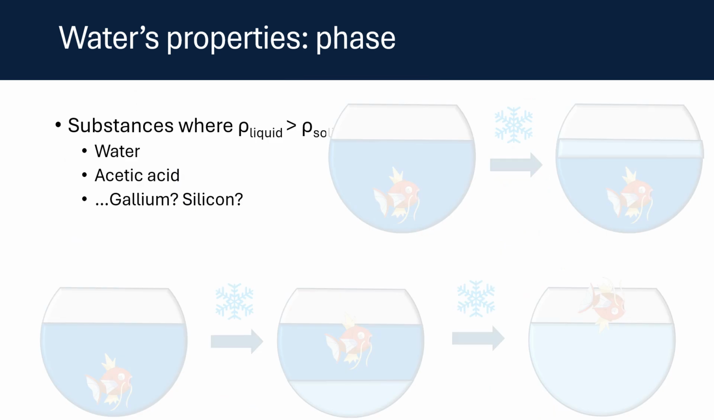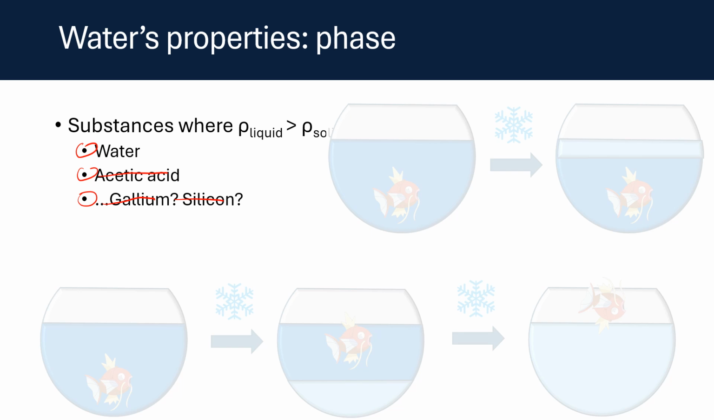Here's a list of substances where the liquid density is greater than the solid density. We have water, like we discussed in the previous slide, acetic acid apparently, and I had to dig around the internet, but apparently gallium and silicon are also less dense as solids than they are as liquids. And frankly, none of these compounds, except for water, seem like good solvents for life.